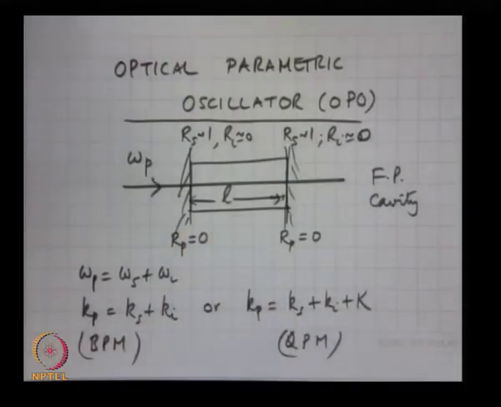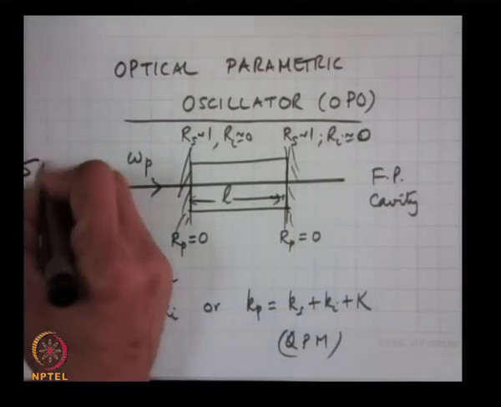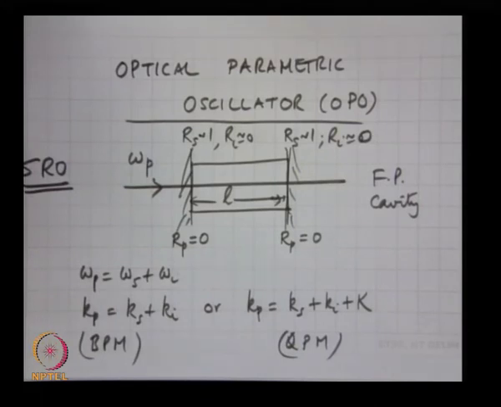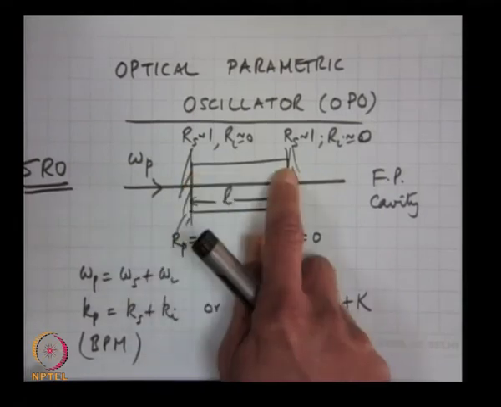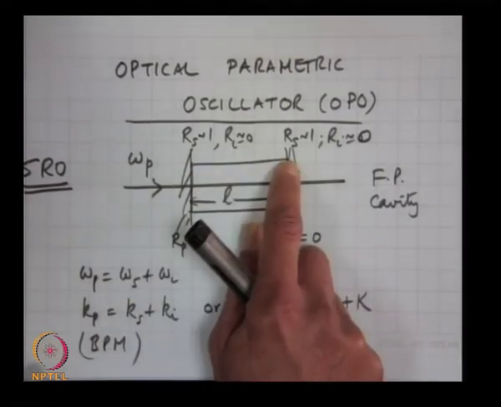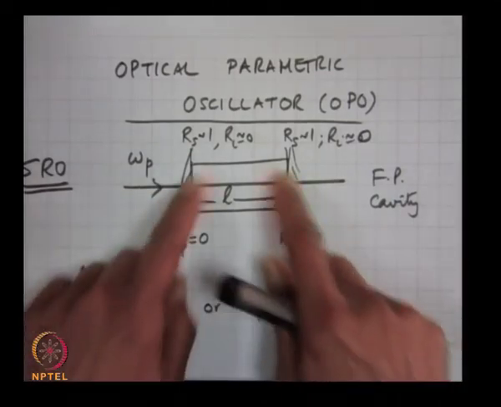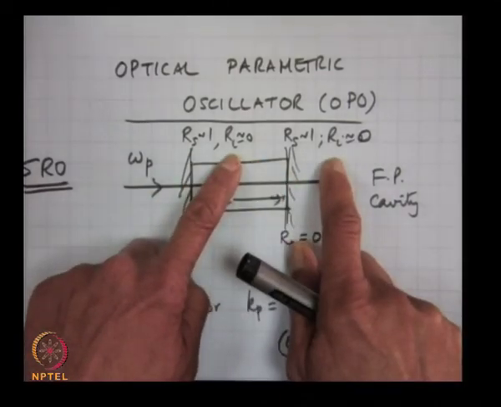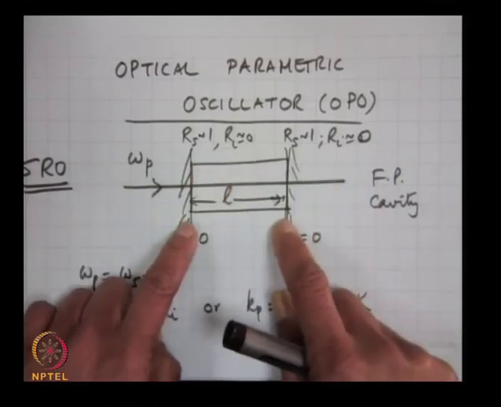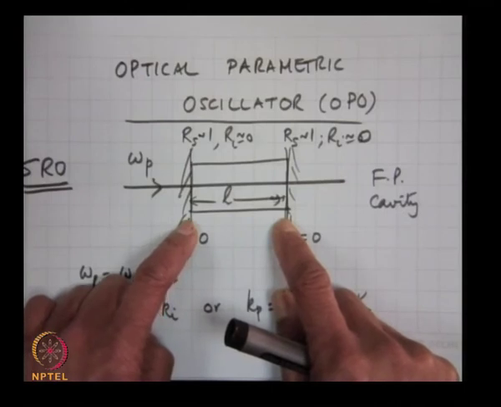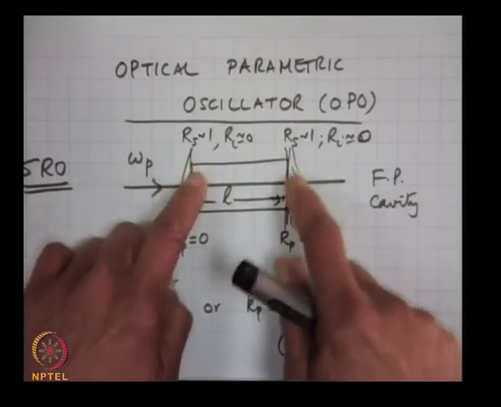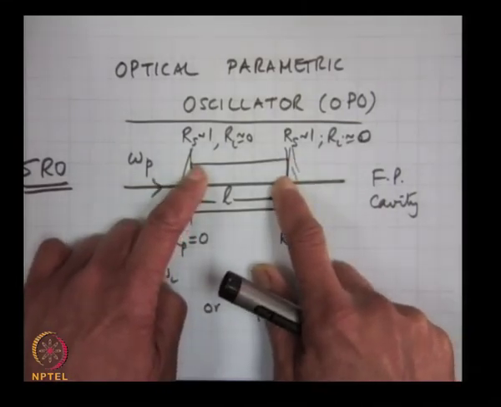This is what is called a singly resonant oscillator, SRO, which means only the signal is resonating inside the cavity. The idler is not resonating because the mirrors have zero reflectivity at the idler. I can also have a situation where R i is also close to 1. Then it's called a doubly resonant oscillator, because the signal and idler both resonate inside the cavity. I can also have a situation where the pump also resonates inside the cavity, and I will have a triply resonant oscillator.